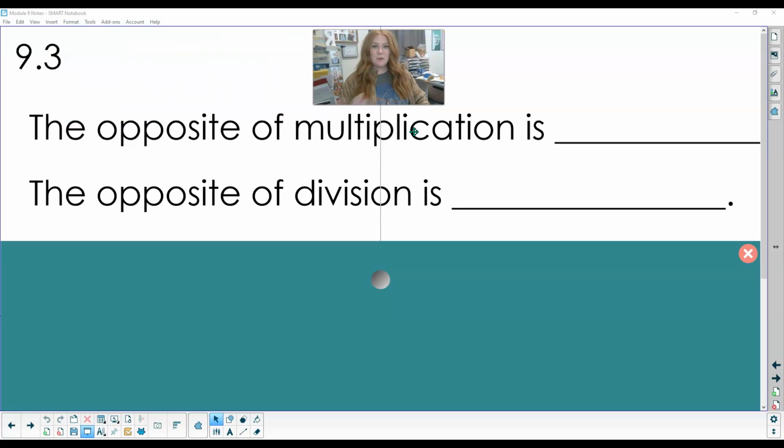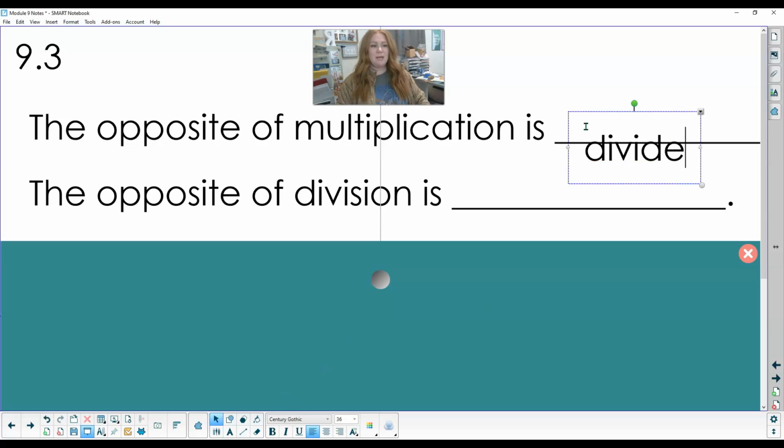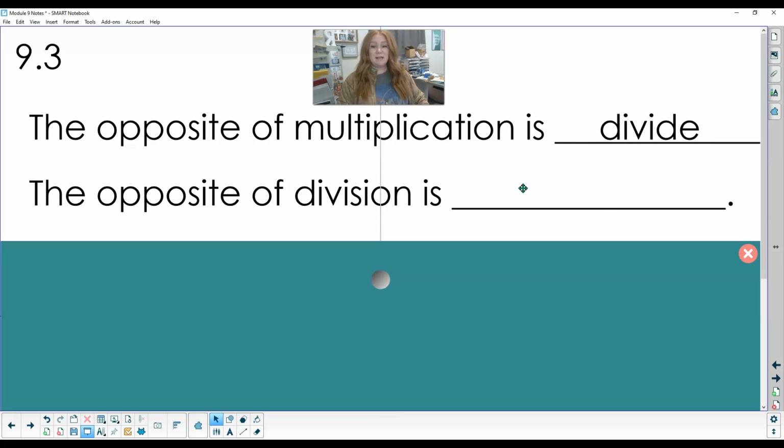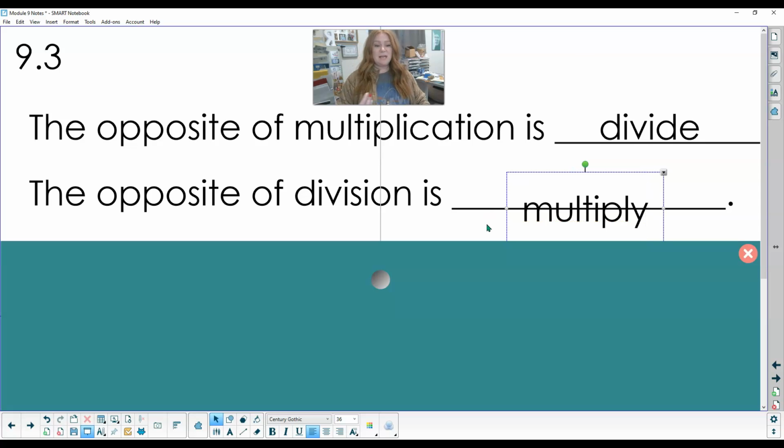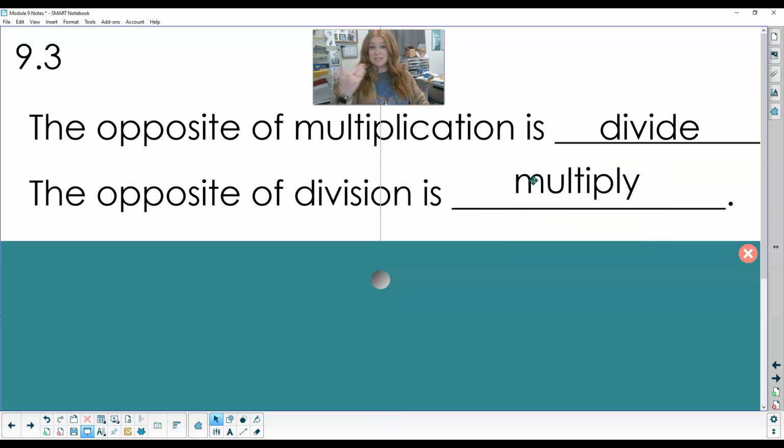For 9.3, we are going to be working on more solving equations, but we're going to be working with multiplication and division now. So first we need to know their opposites. The opposite of multiply is to divide, and the opposite of divide is to multiply. So they can undo each other, just like addition and subtraction can cancel each other out. So can multiplication and division.